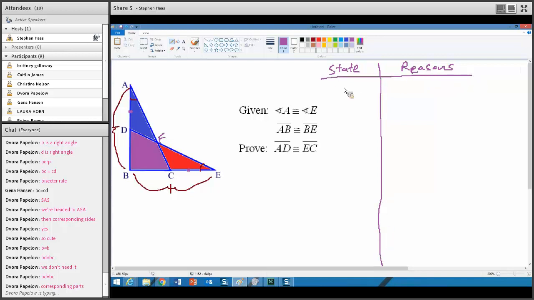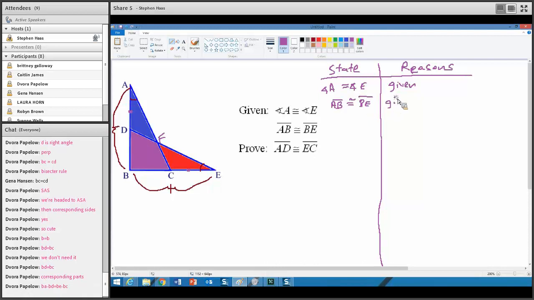Okay. So first of all, let's put in what we have. Angle A is congruent to angle E because it's given. Then we've got AB is congruent to BE, also given. Okay, simple enough.